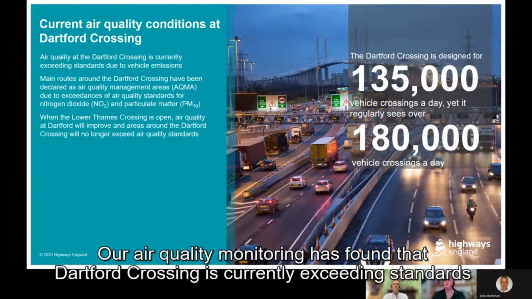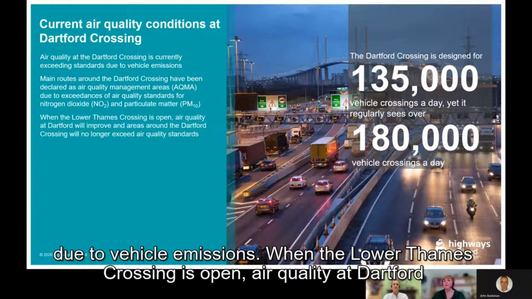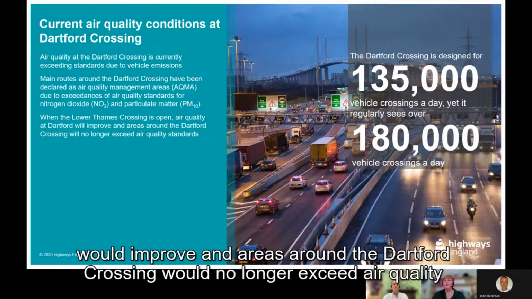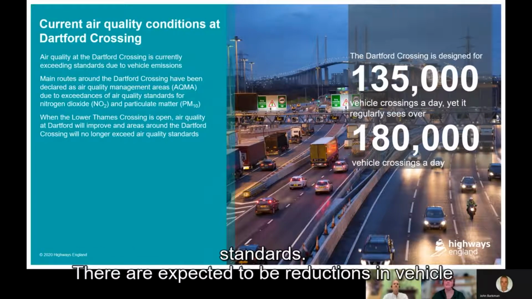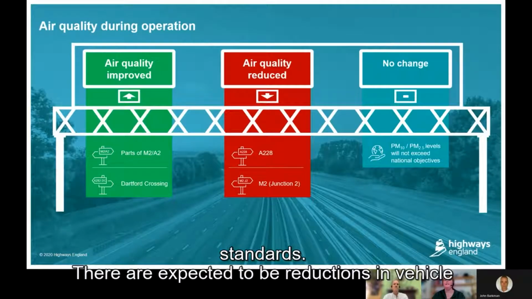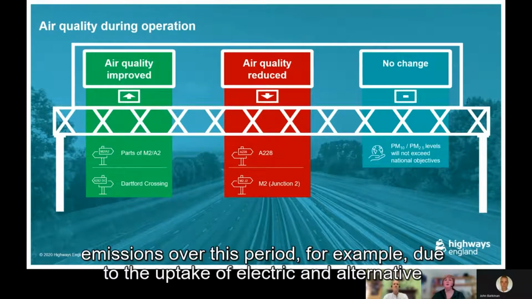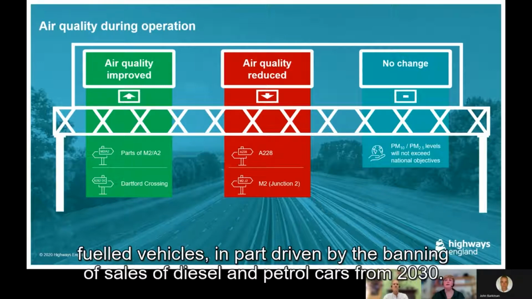Our air quality monitoring has found that the Dartford Crossing is currently exceeding standards due to vehicle emissions. When the Lower Thames Crossing is open, air quality at Dartford would improve and areas around the Dartford Crossing would no longer exceed air quality standards. There are expected to be reductions in vehicle emissions over this period, for example, due to the uptake of electric and alternatively fueled vehicles, in part driven by the banning of sales of diesel and petrol cars from 2030.